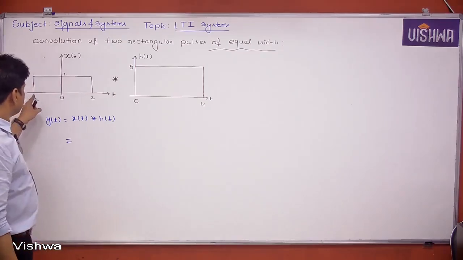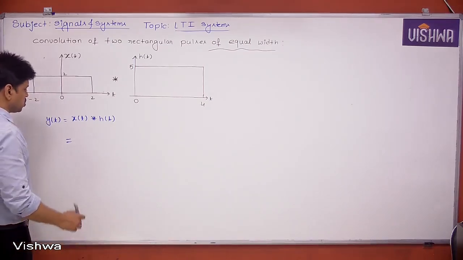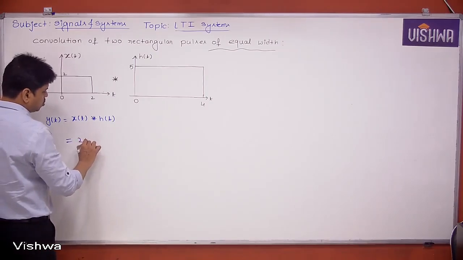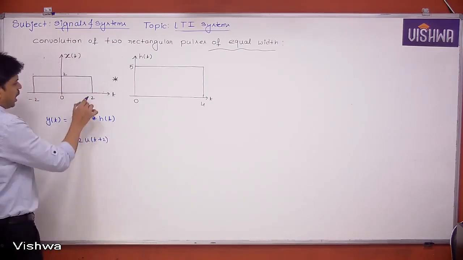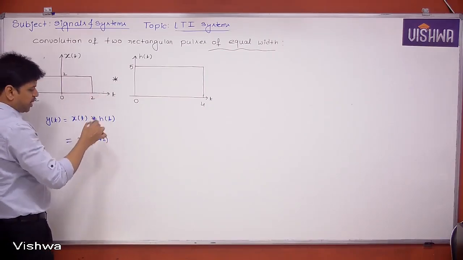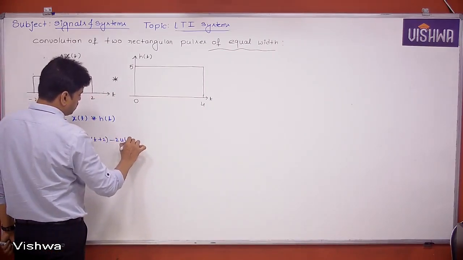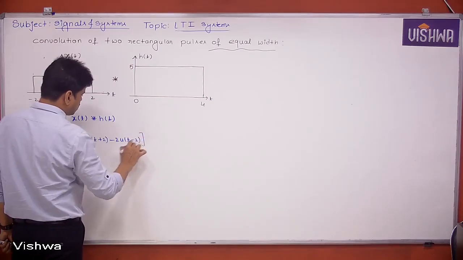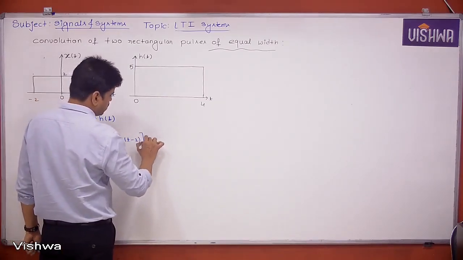So let's see. At -2, we are having a sudden jump of 2 units. So this can be represented as 2 u of t plus 2. At 2, there is a sudden jump of -2. So downward jump, -2 u of t minus 2. So this is what the x of t. Convolution with h of t.